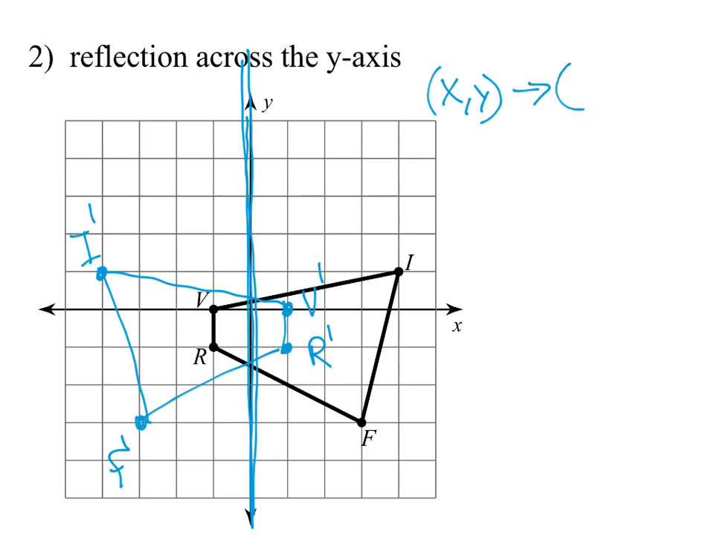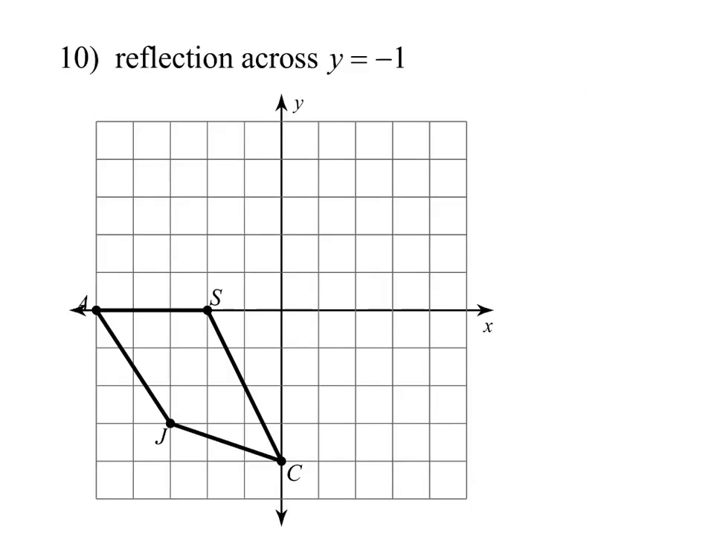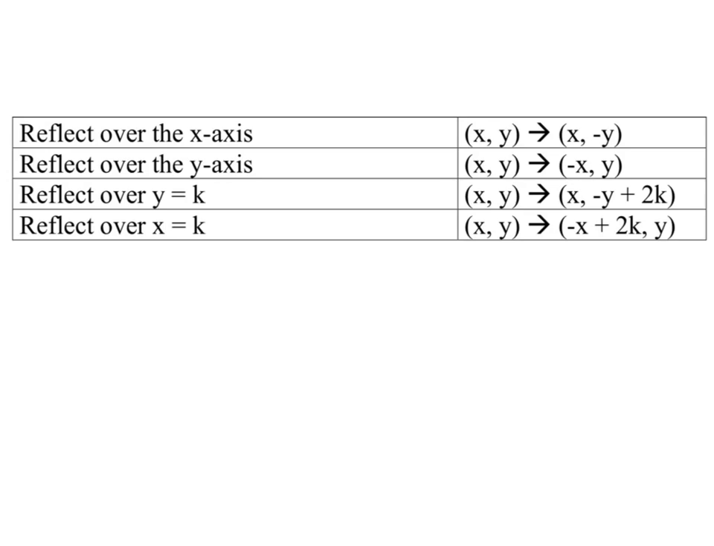(x, y) goes to (-x, y). When you reflect over the y-axis, the y's stay the same, right? Both of these have a y value of 1, but this had an x value of 4 and became -4. So the x's are getting a sign change. And so that's kind of what the first half is.